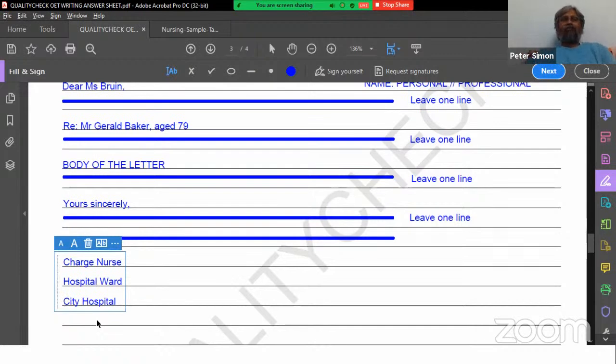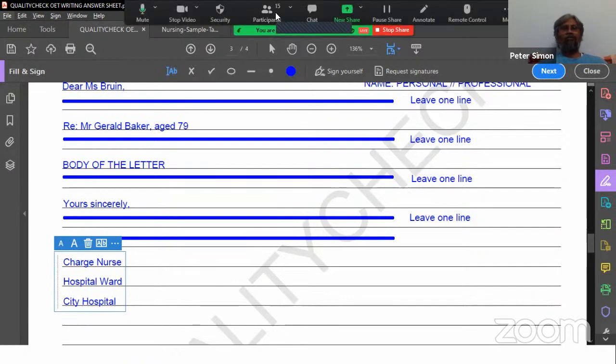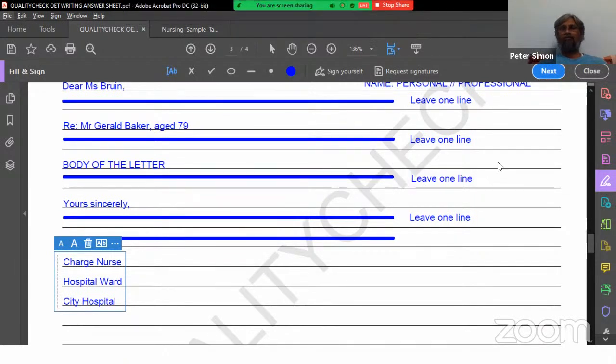Okay. So three lines you got. Why just write charge nurse? Some people don't bother about that one also, just write nurse. It is important. If the city address is given completely, write that also. Which street, which town. You have to write that also. So I hope you understand the preliminaries and the concluding part.